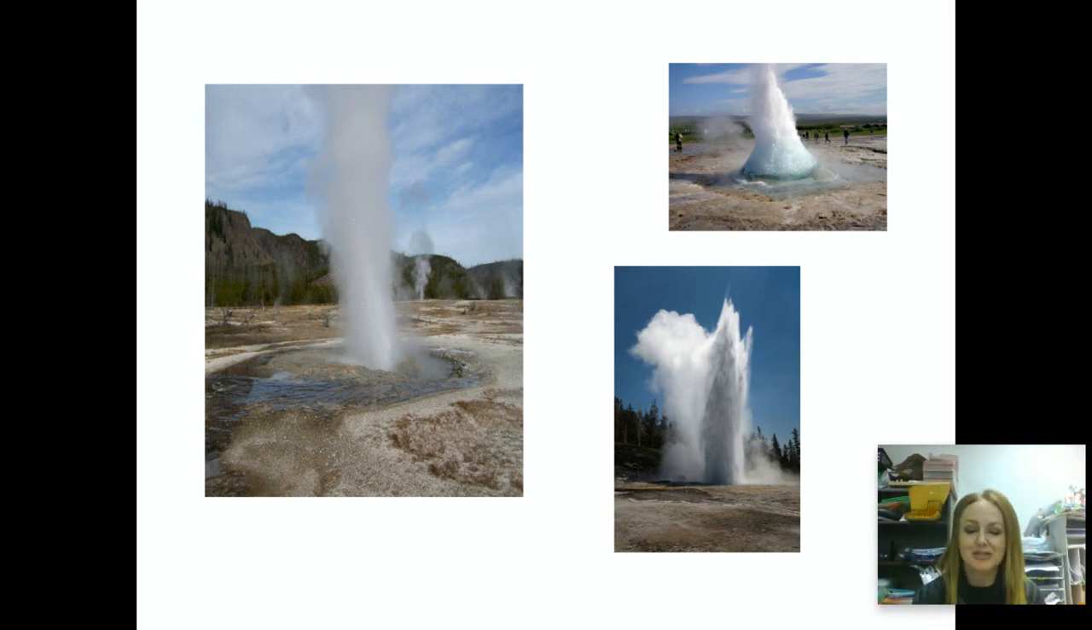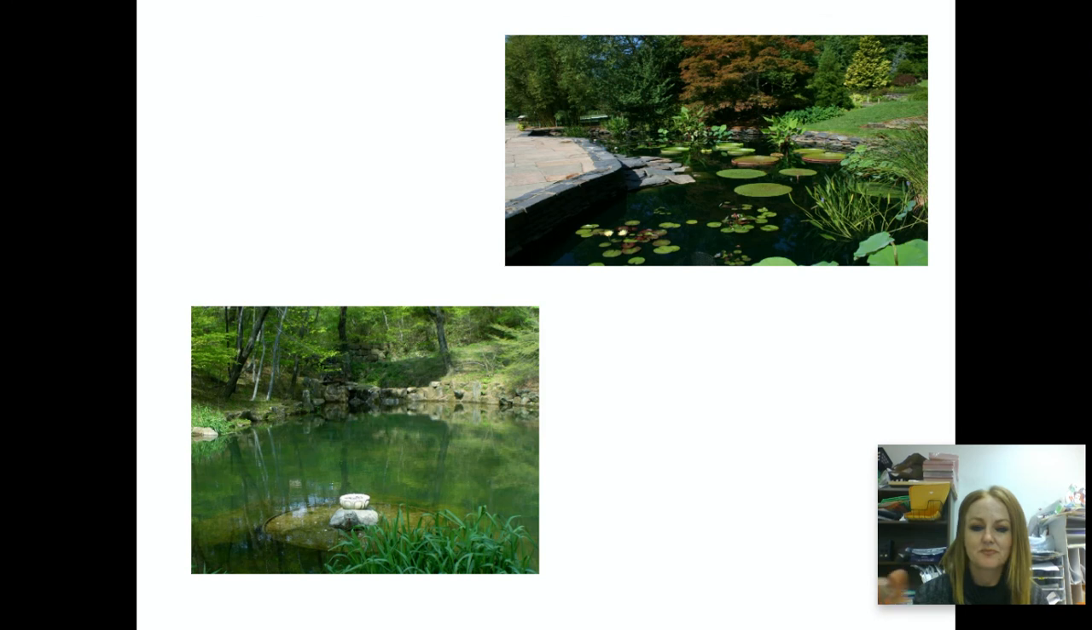So once again, a geyser is a naturally occurring source of water. It's a hot spring, but an earthquake underneath it caused the pressure to push the water up.